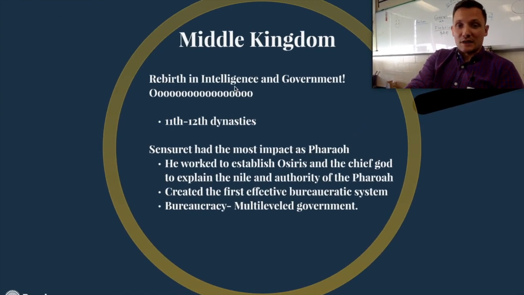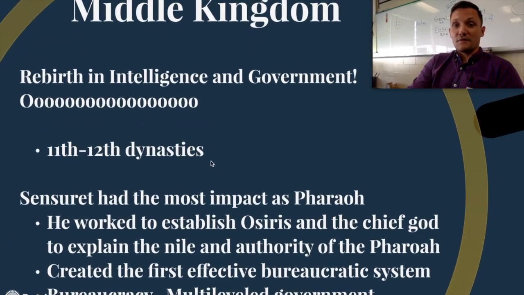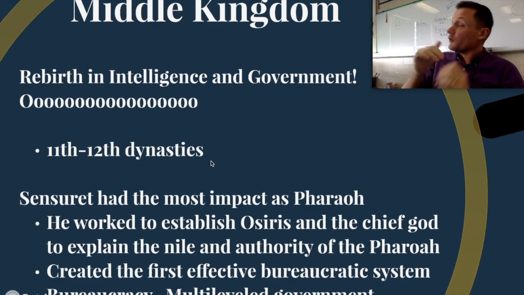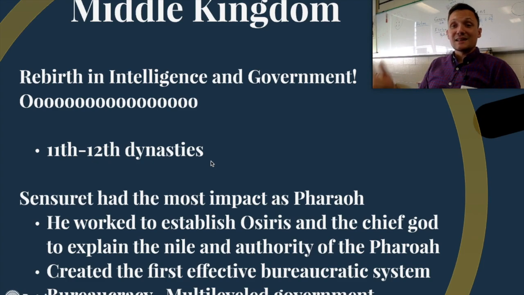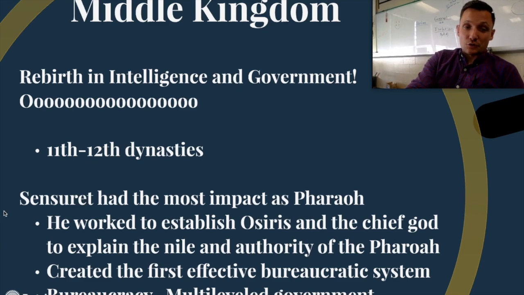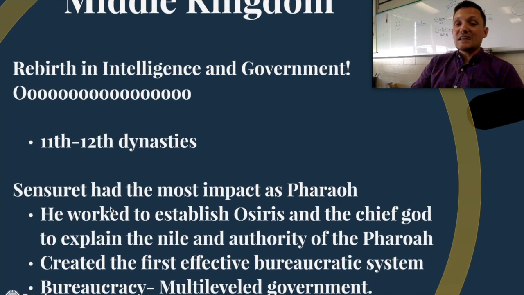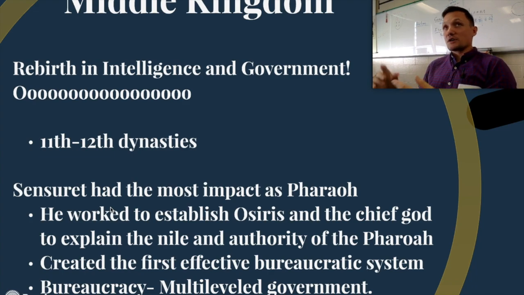So we got the Middle Kingdom coming up next, like a rebirth of intelligence and government. Good stuff, right? But that was in the 11th and 12th dynasties. Now, as we remember, that's how we keep track of Egyptian dynasties, not through name, but through number. All right, so now Senseret, very important guy, go ahead and star him, had the biggest impact as pharaoh during the Middle Kingdom because he worked to establish Osiris as one of the chief gods to explain the Nile and the authority of the pharaoh.